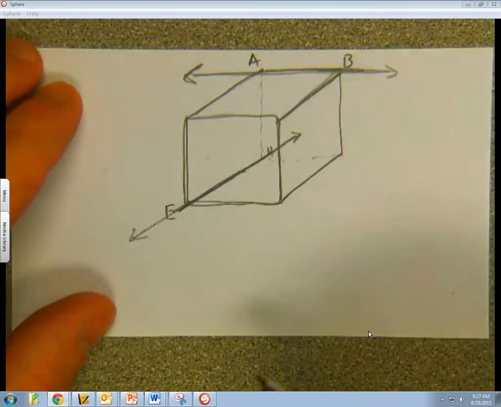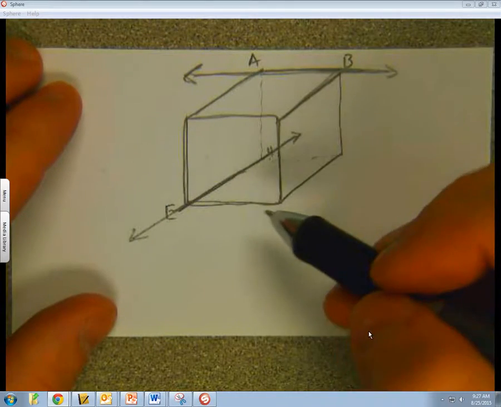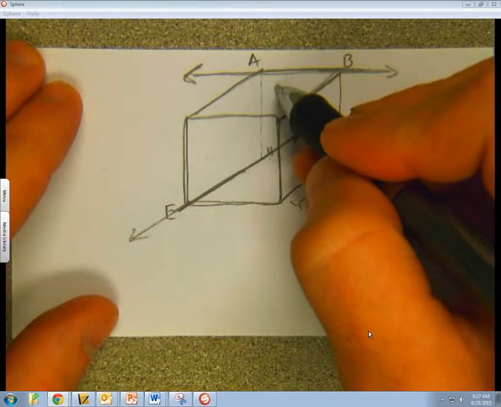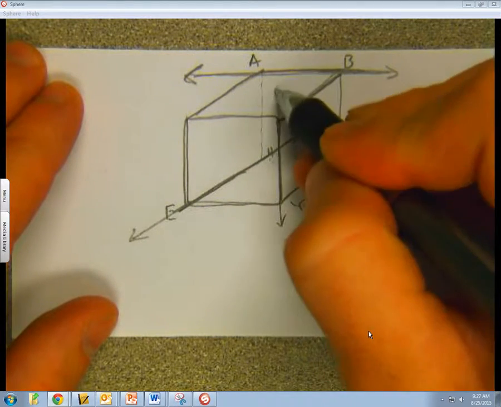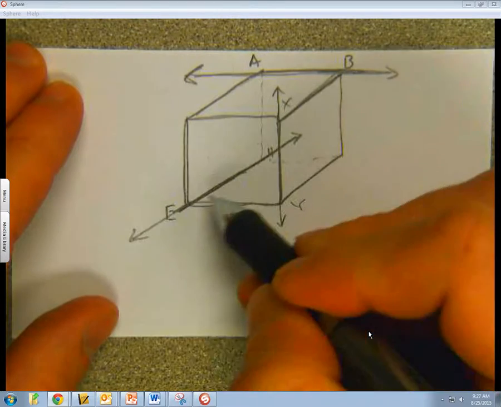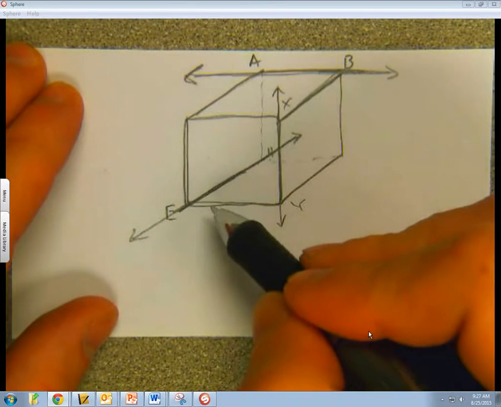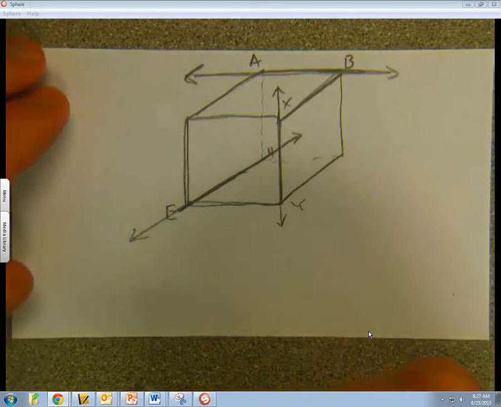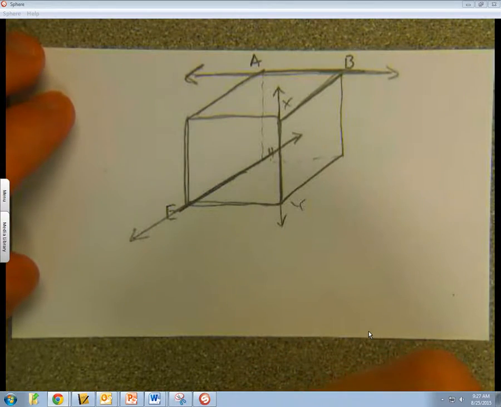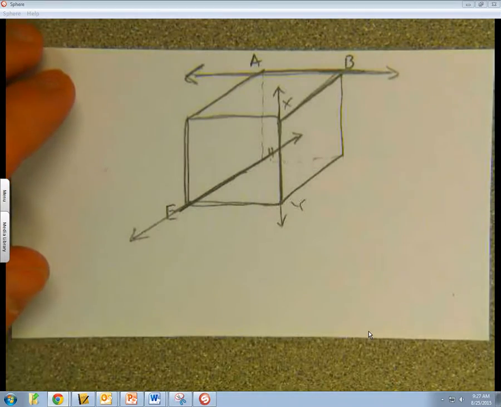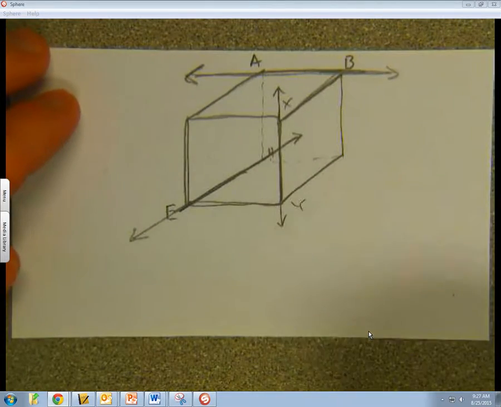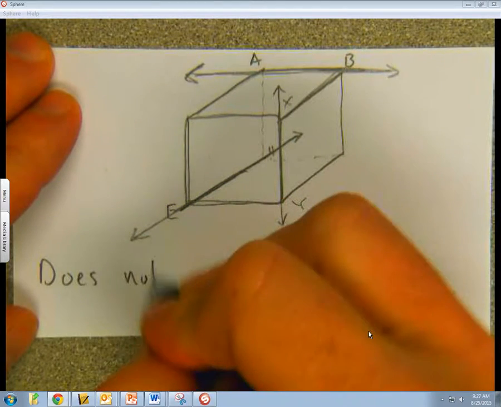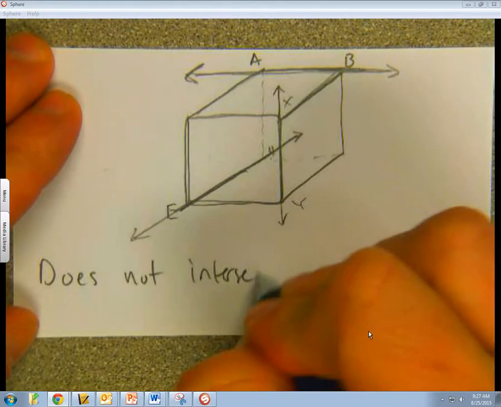We could call this XY. And so we have one that comes here, and you should see that that's not going to intersect with EH or AB either. So skew lines do not intersect and are not parallel.